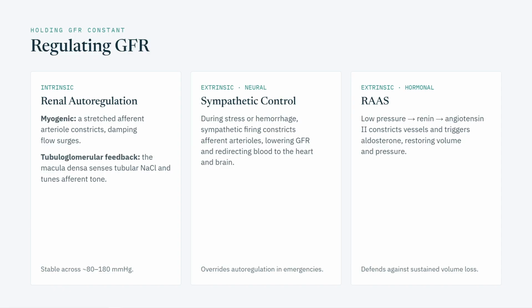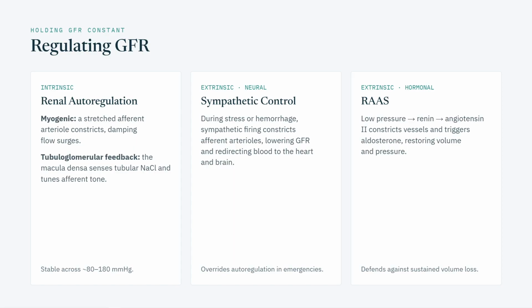3 layers of control. The first is autoregulation. The kidney managing itself, no outside help. It has 2 tricks. The myogenic response, where an afferent arteriole that gets stretched by high pressure simply constricts to damp the surge, and tubuloglomerular feedback, where a sensor called the macula densa tastes the salt in the fluid leaving the nephron and adjusts the arteriole accordingly. Together, these hold GFR steady across a wide pressure range, roughly 80 to 180.